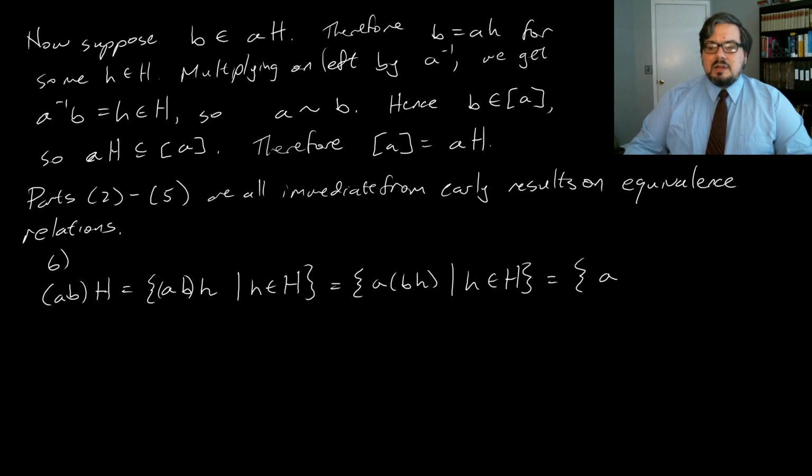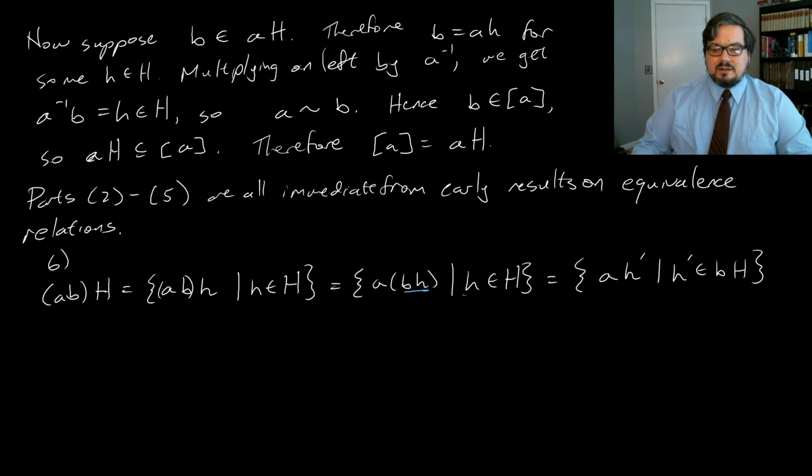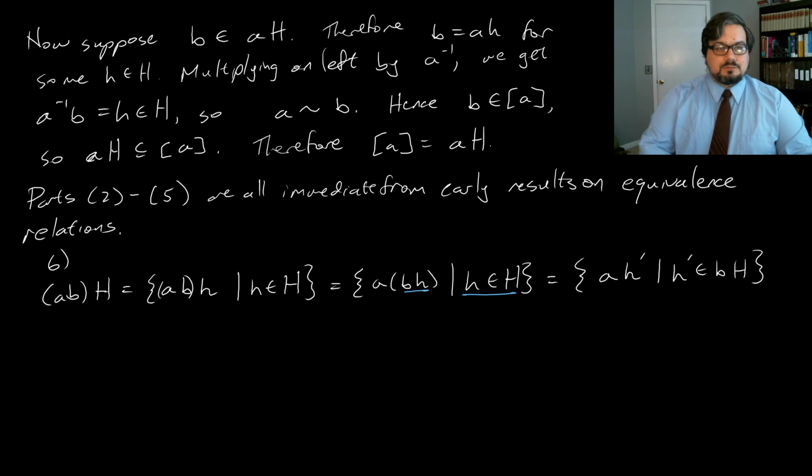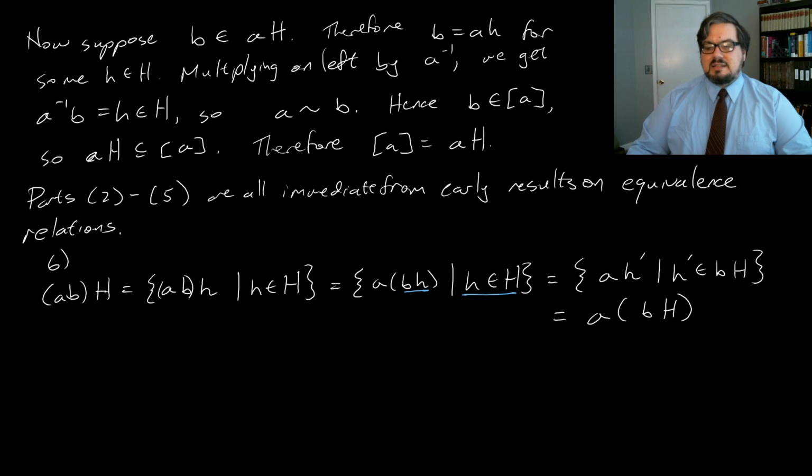But now, if I look at the set of all Bh, where h belongs to big H, this is precisely the set of all h primes which belong to BH. These elements, the B little h for h in big H, that's by definition the set of all elements in the coset BH. But now the set of all elements A h prime, where h prime belongs to BH, is again just by definition the coset of the set BH. So nothing clever to do with part 6. We're using just the definition, and I suppose we're using associativity of multiplication in the group. That's all.